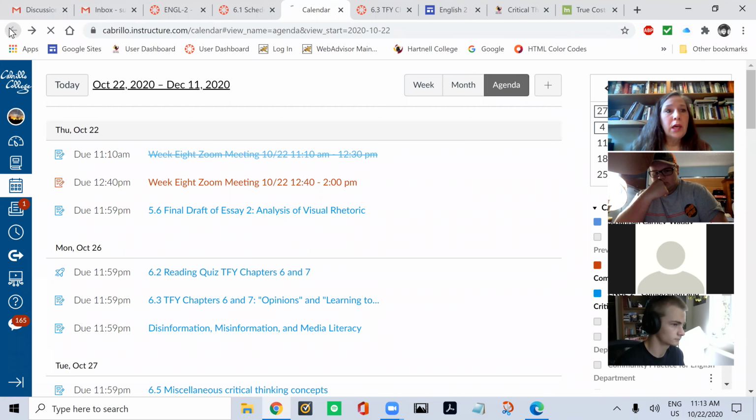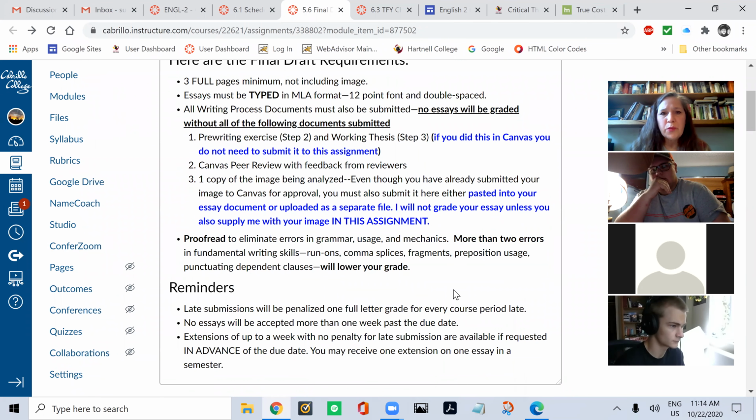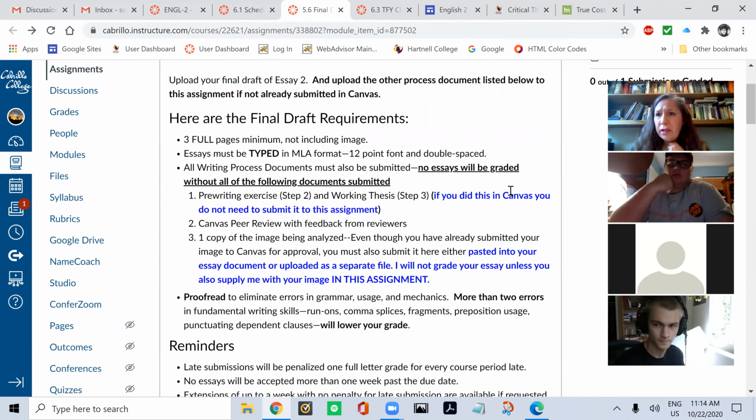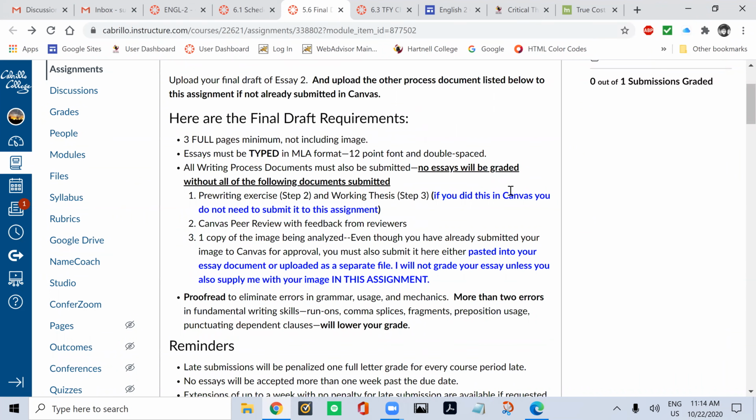All right, let me go back. Okay, so it's pretty straightforward. Not a lot of stuff to turn in with this one. Just the final draft with your image. I need to have the image in this submission, even though you've given it to me previously. I need everything in one place, so I don't have to go bouncing around Canvas looking for things while I'm grading. Does that make sense? Did everybody hear that? Invariably, there's one or two people who don't give me their image, and then I have to go ask them for it, and that slows everything down.